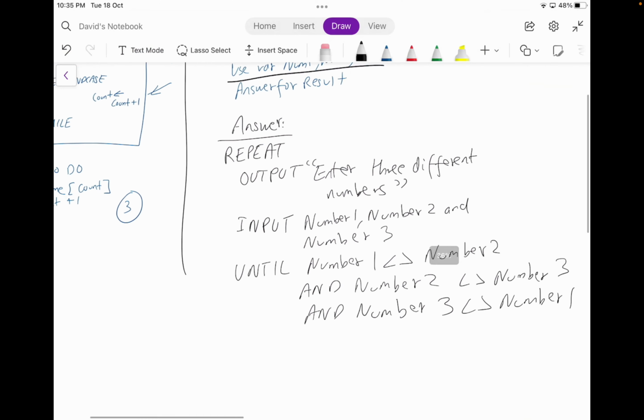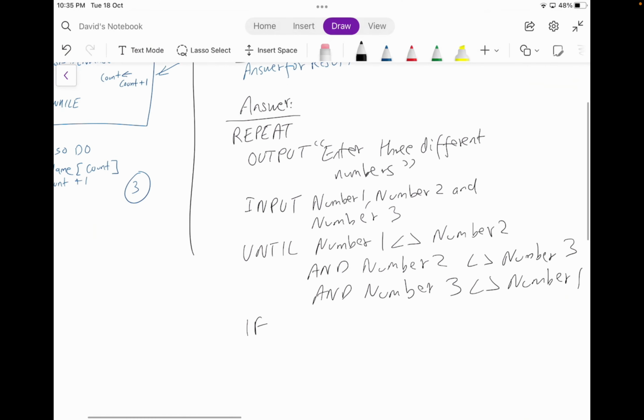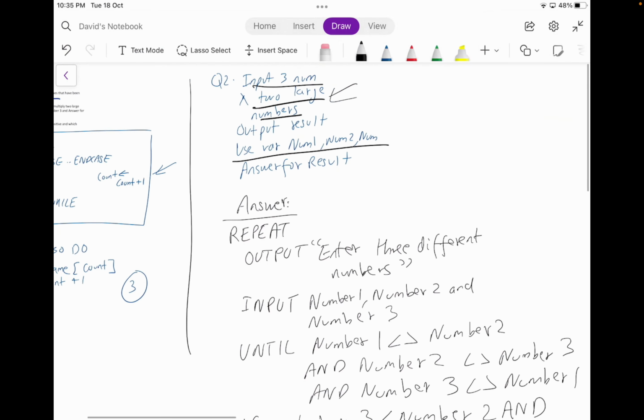You guys can put an if statement there. We can put an if statement if number 3 is less than number 2, right? And since we have to multiply the largest 2 numbers together, right?